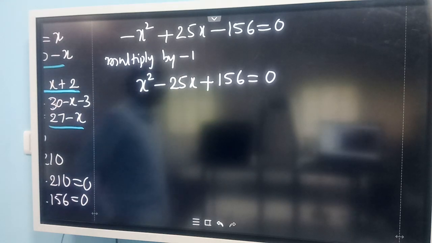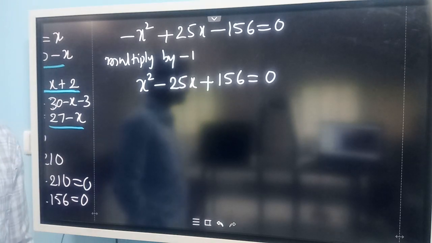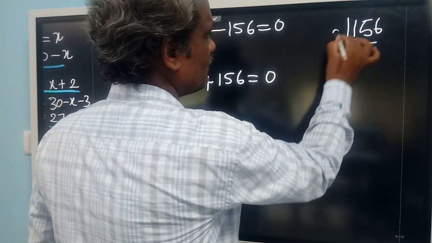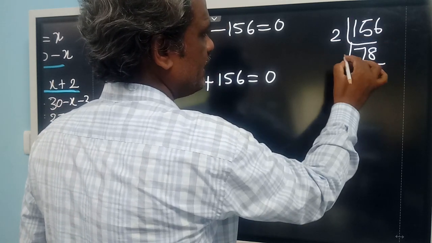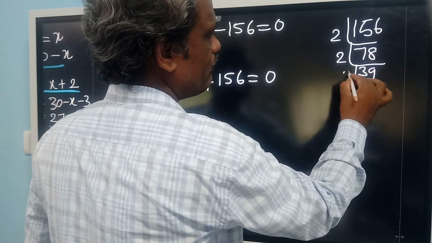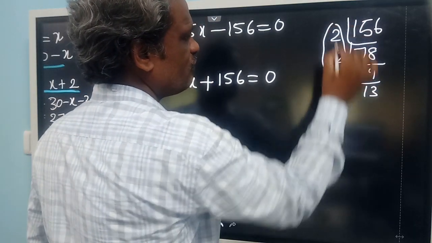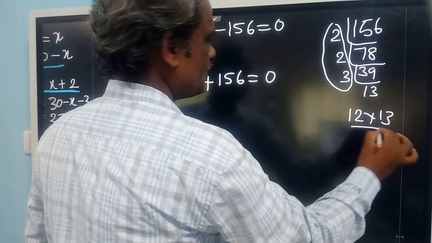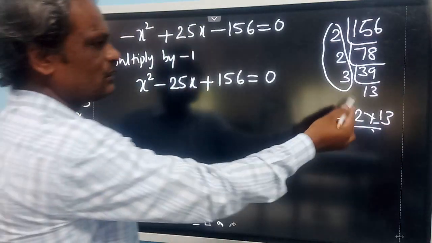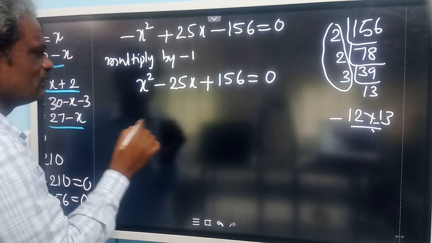So now you can factorize by splitting the middle term or use the formula. Whatever is convenient, you can follow. So if I use splitting the middle term, factorize this 156. Two 3s are 6, and again by 3, 13. So these three if you multiply, 12 into 13. If you add, you are getting minus 12 and minus 13, it will give you minus 25. Minus 12 into minus 13, if you multiply, you will get 156. So you can use this factor.